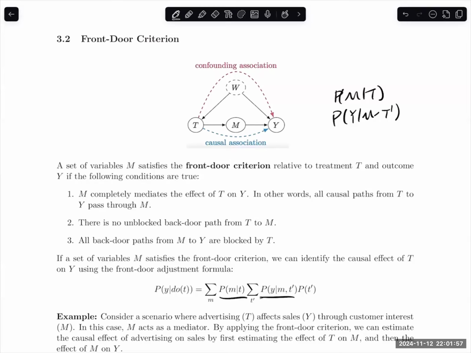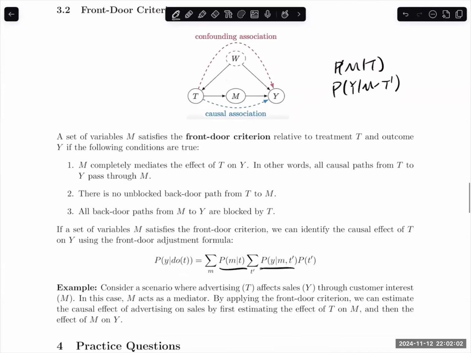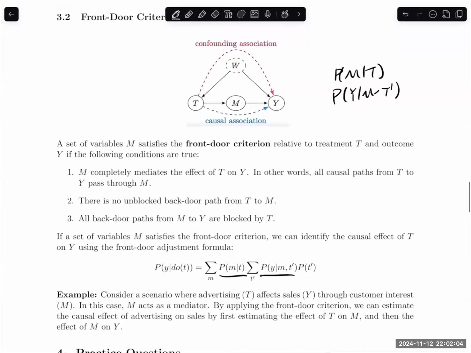So let's illustrate this with a concrete example. Suppose we want to analyze the effect of advertising on sales, and we believe customer interest is the mediator. So in this scenario, customer interest fully mediates the effect of advertising on sales. Advertising increases customer interest, which in turn drives sales.